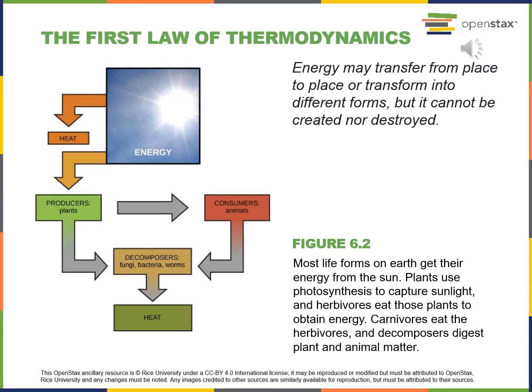The first law of thermodynamics. The first law of thermodynamics deals with the total amount of energy in the universe. It states that this total amount of energy is constant. In other words, there has always been, and there always will be, exactly the same amount of energy in the universe. Energy exists in many different forms. According to the first law of thermodynamics, energy may transfer from place to place or transform into different forms, but it cannot be created nor destroyed.